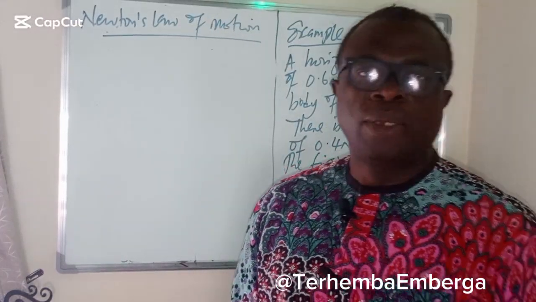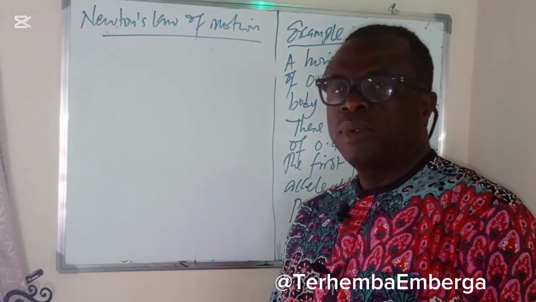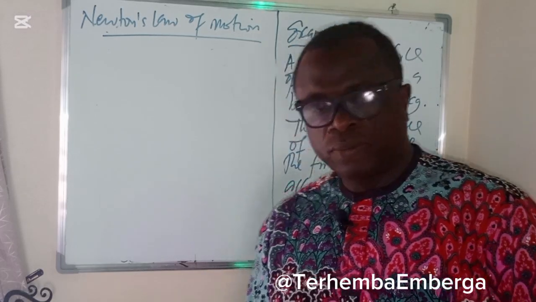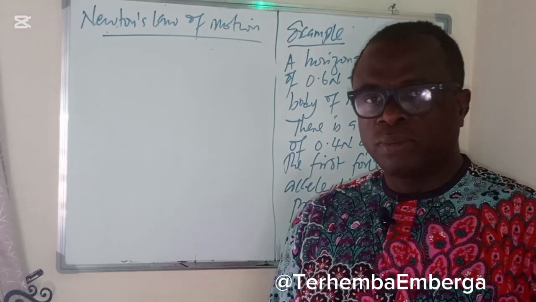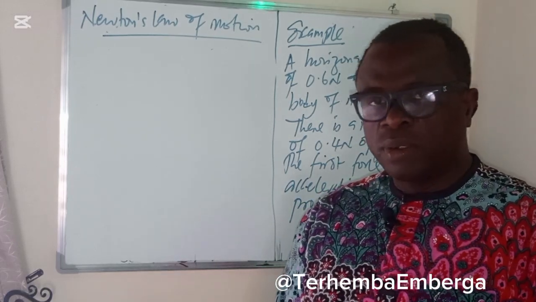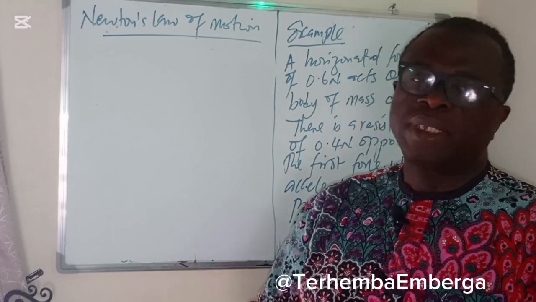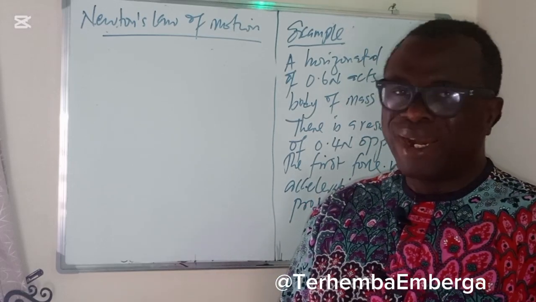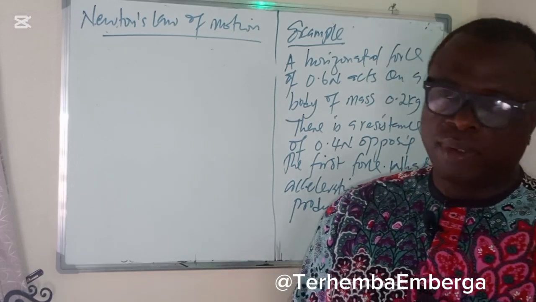Today we'll be looking at Newton's laws of motion. We have these three laws: Newton's first law, Newton's second law, and the third law. The first law states that a body will continue in its state of rest or uniform motion unless it is acted upon by external forces.